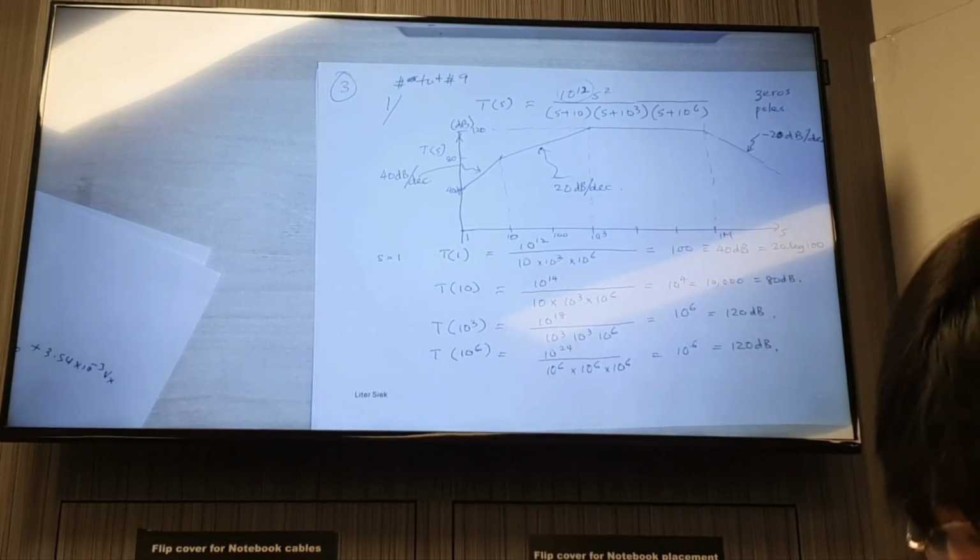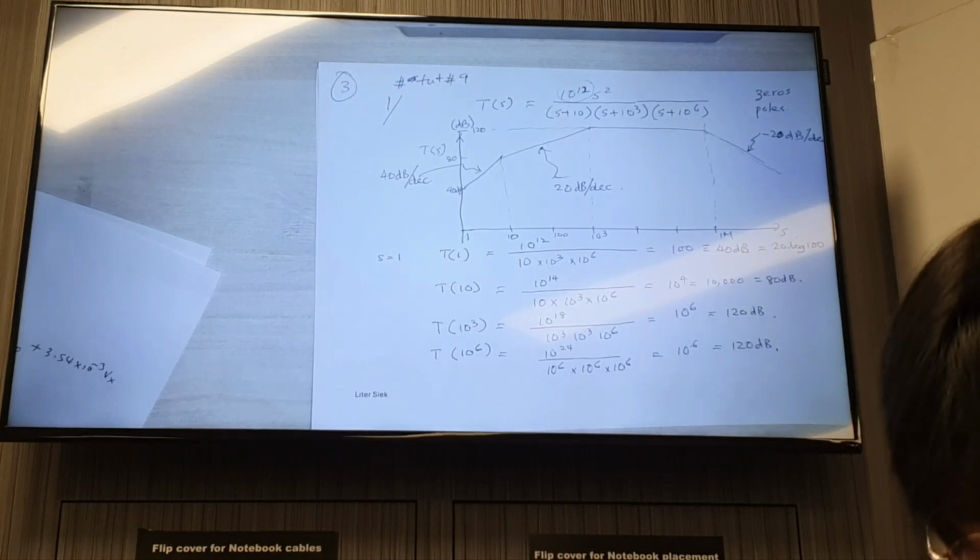Signal processing. No, this is control theory.